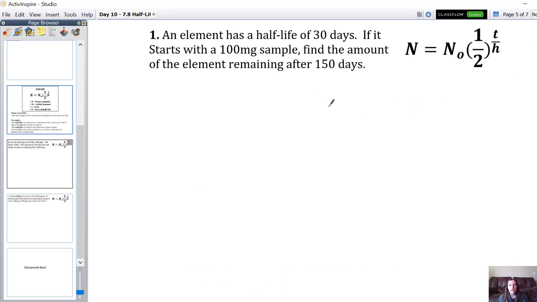An element has a half-life of 30 days, that's our H. If it starts with 100 milligrams, that's our N sub 0. Find the amount of the element remaining after 150 days, that's our T. Again, T does not have to be in years when we're talking about half-life. So we're looking for N. We want to know how much will be remaining in some future number of days.